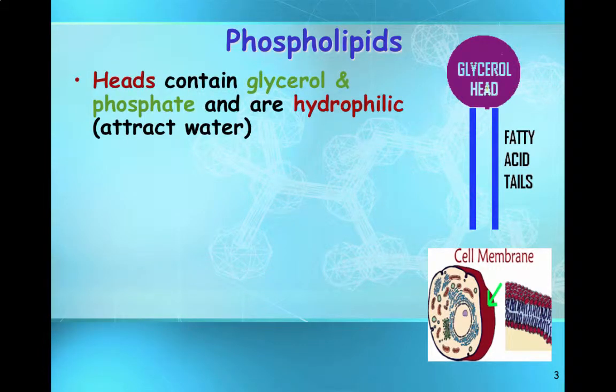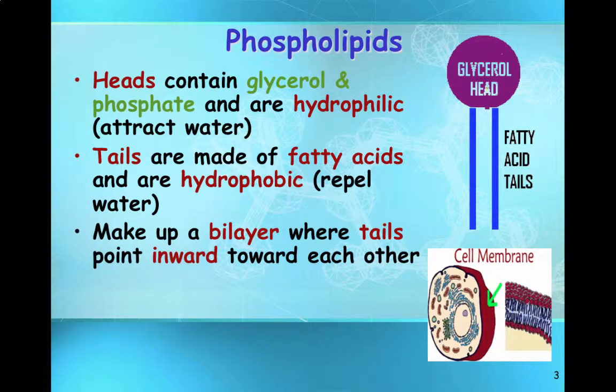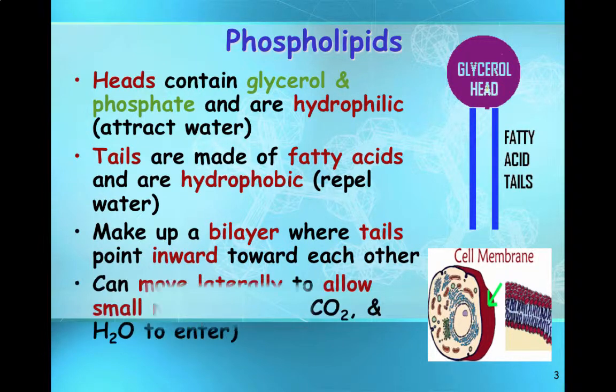Phospholipids contain a head that has the glycerol and phosphate and is hydrophilic, and it will attract water. If you remember what we talked about with lipids when we were talking about macromolecules, this should seem familiar. Tails are made of fatty acids and are hydrophobic. They will repel the water. They make up a bilayer where tails point inward towards one another, and the heads are on the outside edges. They can move laterally to allow small molecules, oxygen, carbon dioxide, water, to enter and leave.